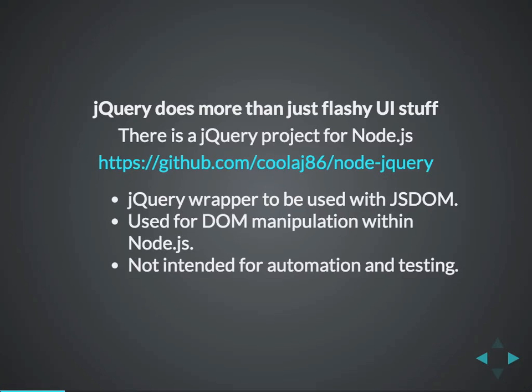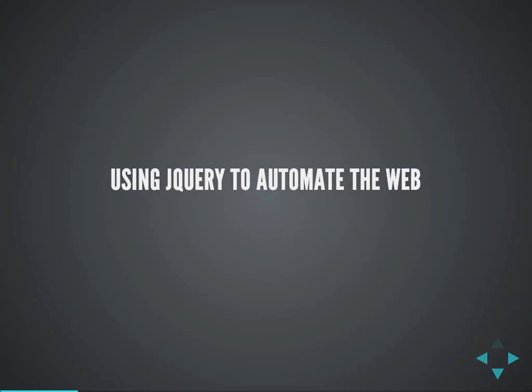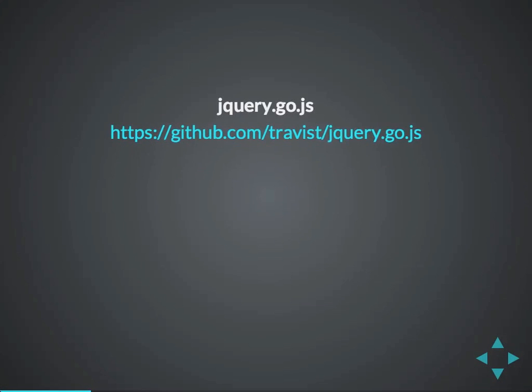And so whenever I saw that project, I was a little bit bummed, because what I want to do is write jQuery in Node and have it basically do those operations within a headless browser environment for testing. And so for that reason, I wanted to basically use jQuery to automate the web. And so that's what this next section is about. So I actually created a project that I'd like for you guys to check out. And this project is called jquery.go.js.